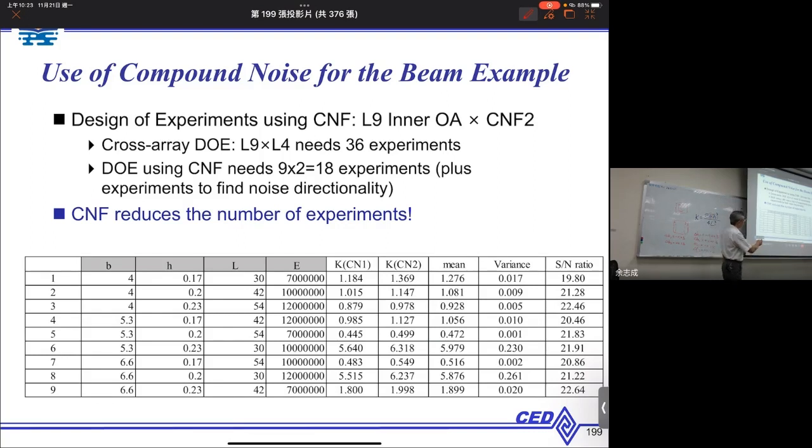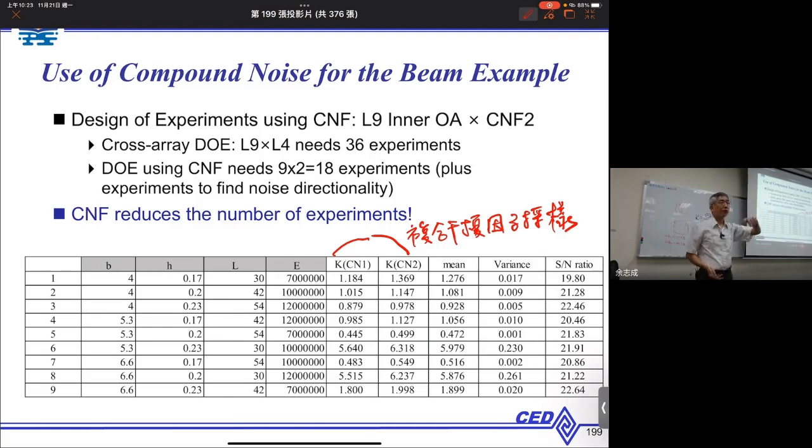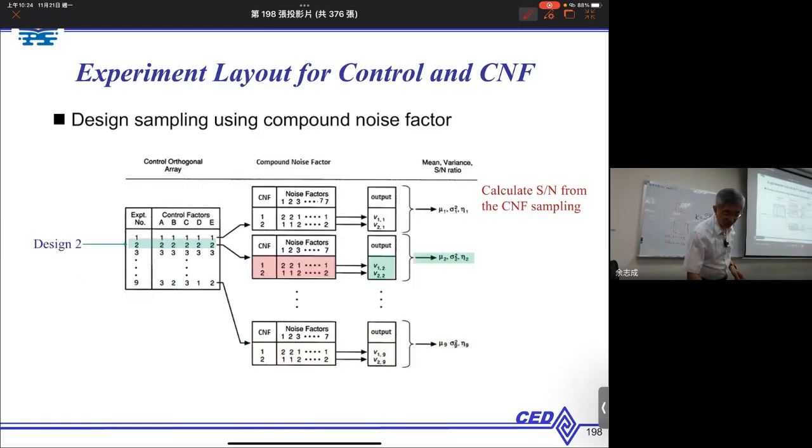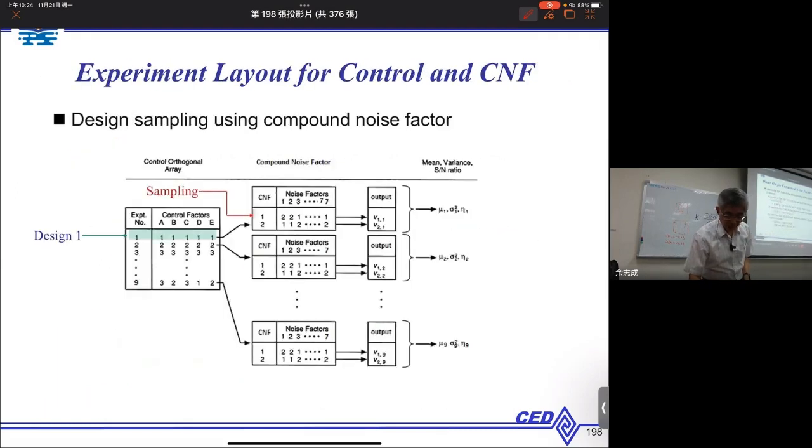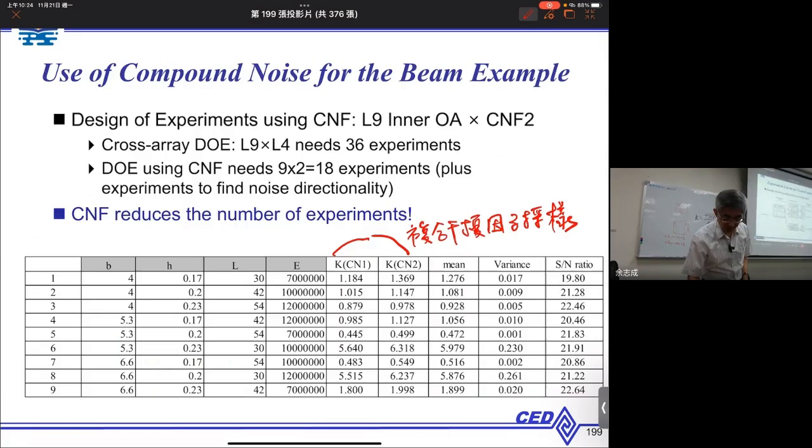This was the original L9. And here, we were using compound noise instead. We were using L4, but now we only need 2 samples. First sample is a combination of the noise in such a way output will be minimized. CN1 is the combination of B1, delta H1, delta L2. And the compound noise 2, the combination will be this one, 2 to 1. So we apply these 2 combinations to the first design here.